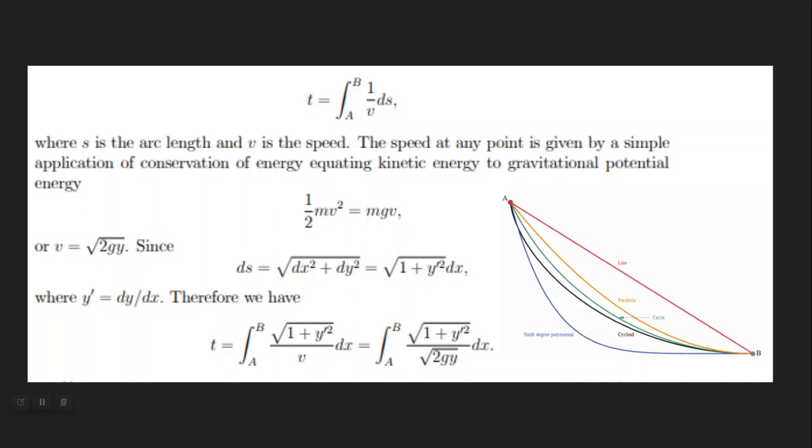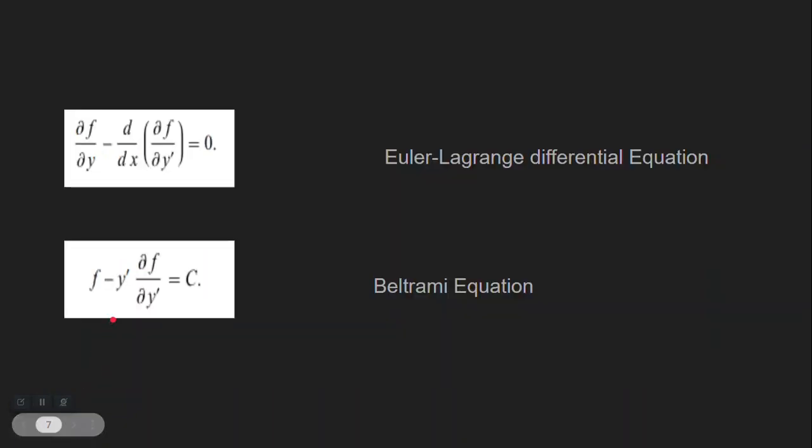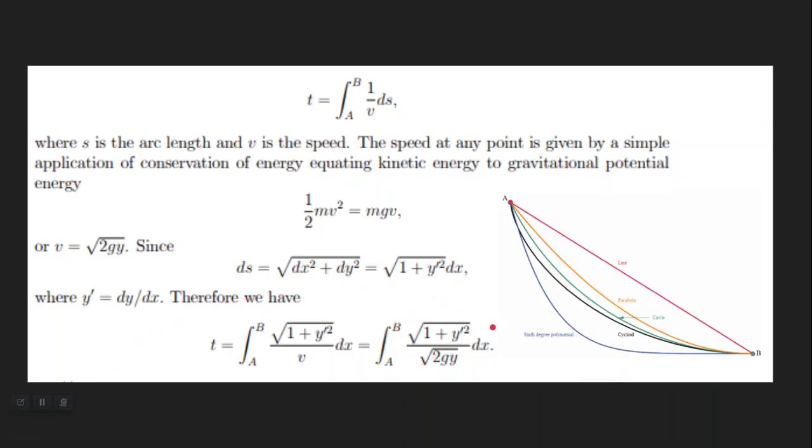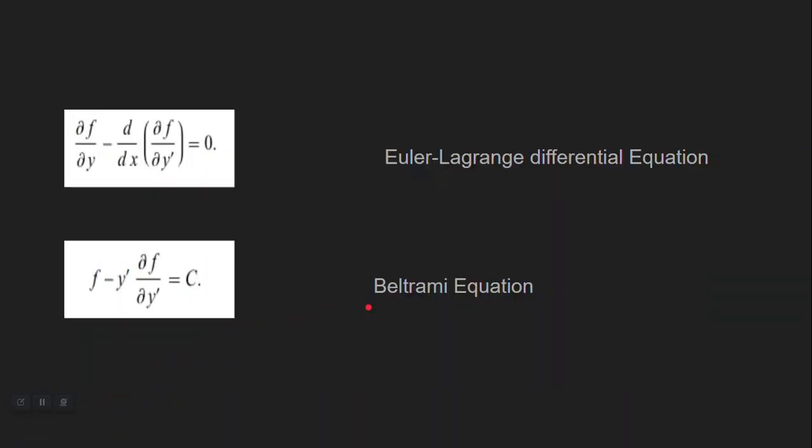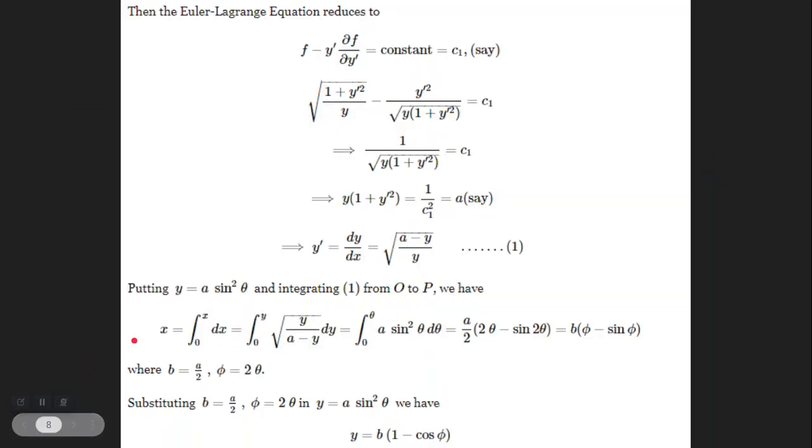Now, any guesses how you're going to solve this integral? Well, one simple solution is the famous Euler-Lagrange differential equation. But if you notice that in this particular equation of mine there's no x component, meaning I can use a very special case and use the Beltrami equation, which is basically f minus y dash del f by del y dash equal to a constant. Let's apply the equation and see how it turns out.